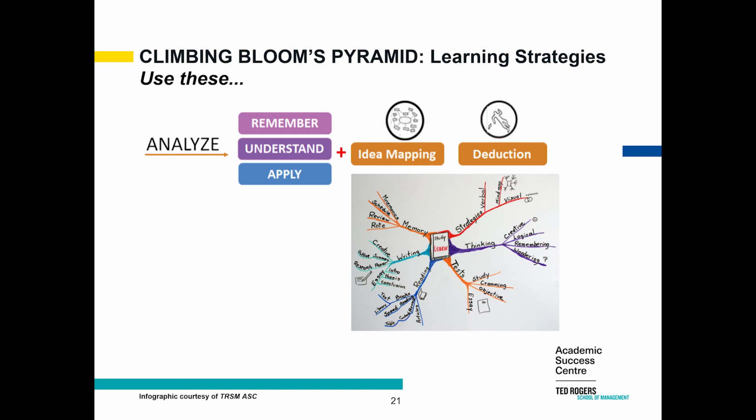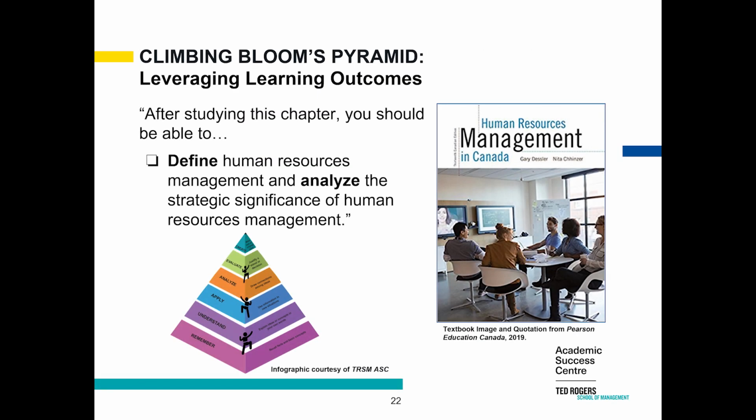Let's pause here and do another example. Here is a learning outcome from Chapter 1 of a Human Resource Management book. It reads as follows: after studying this chapter, you should be able to define human resource management and analyze the strategic significance of human resource management. The verbs in this learning outcome are to define and to analyze. Looking at our pyramid, we can find define as a synonym for remember, the base level of Bloom's pyramid. Analyze is higher on the pyramid. It's the 4th tier from the bottom.